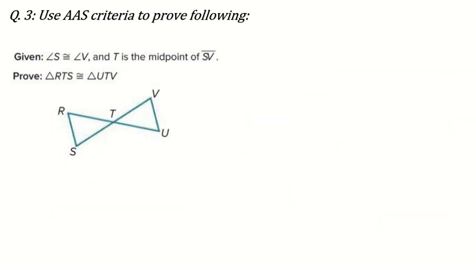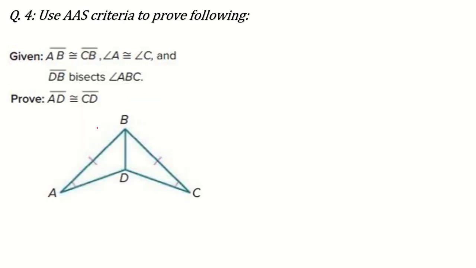Okay, let's finish the other questions quickly. This is a similar question. I think by mistake I have written it again. No problem, we can skip this. See, again, AB is congruent to CB. These two sides are equal, already given, and angle A is equal to angle C. Very good, no problem. And DB bisects angle ABC. DB bisects means dividing into two equal parts. Okay, this is the meaning of bisect. So it means these two angles are also equal.